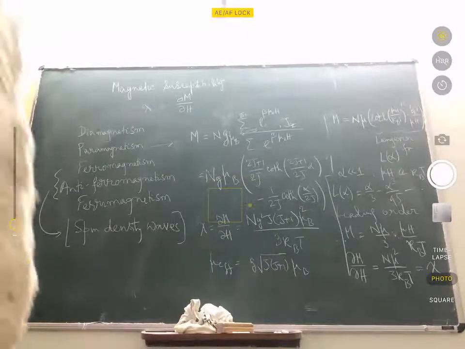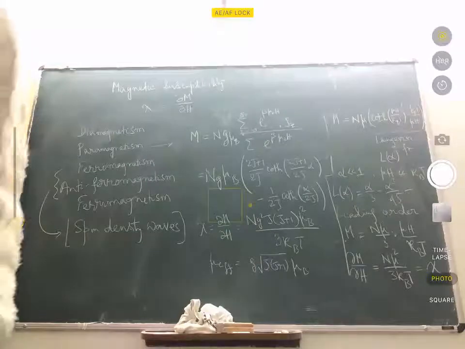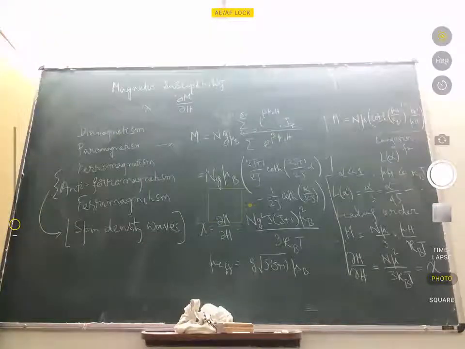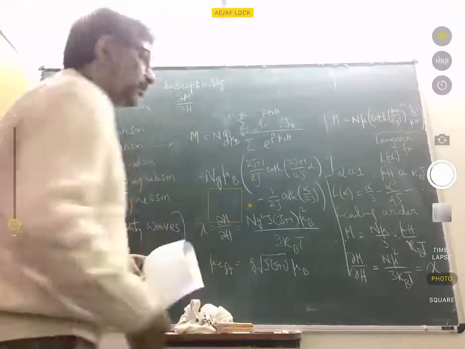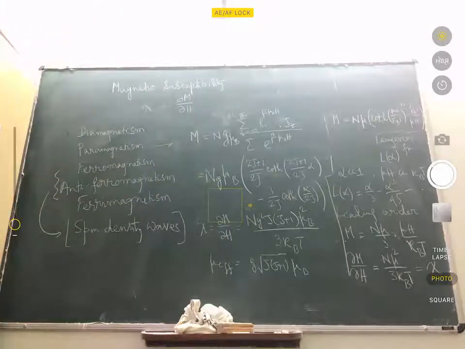So, irrespective of whether you treat the moment classically or quantum mechanically, you get the same behavior of chi as a function of T, that is inversely proportional to temperature. There are paramagnets, and there are paramagnets. I mean, these paramagnets that we are talking about are systems that have magnetic moments, but they don't interact with each other.